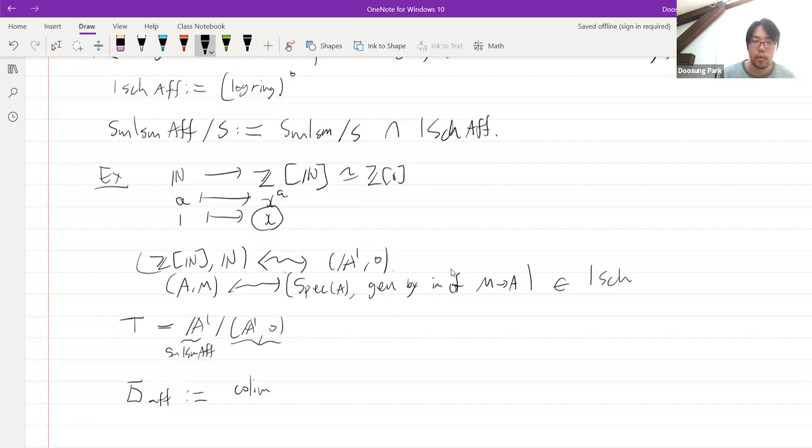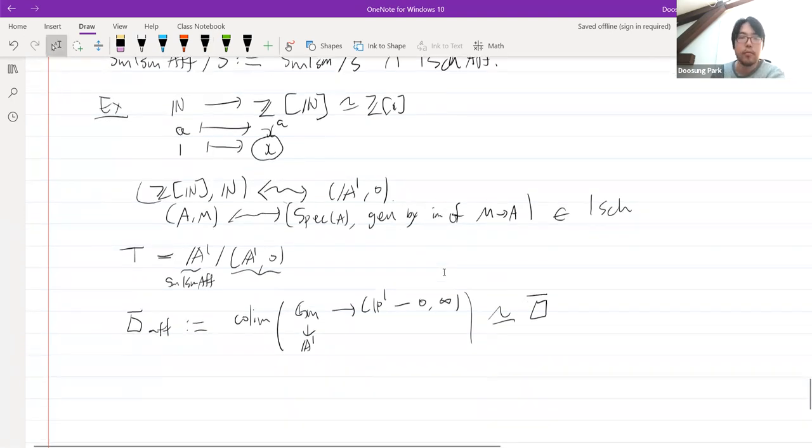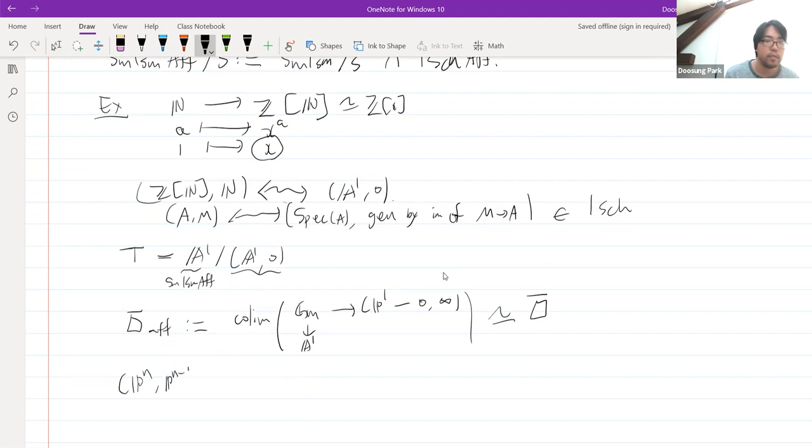That's the colimit of GM, A1, P1 minus 0 comma infinity. And of course, this is equivalent to box, but not the same, not isomorphic, but equivalent. But the usefulness of box affine is that this is built out of affine things. And we can define Pn, Pn minus 1 affine similarly. We want some canonical Zariski cover of Pn, and we can make some n cube without some vertex, and we take the colimit of that. But I will omit this.